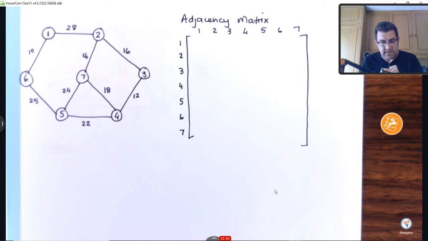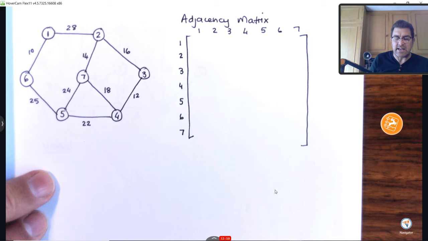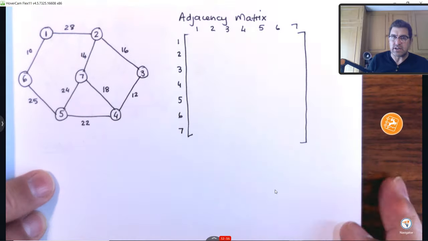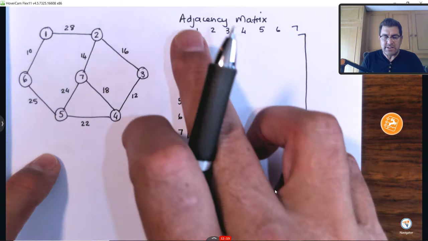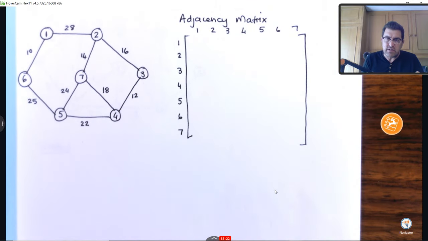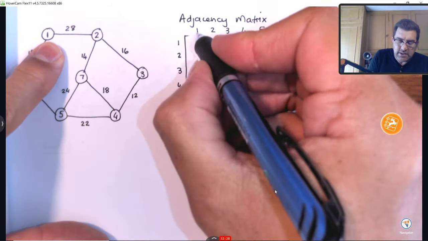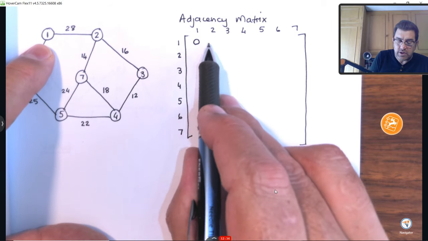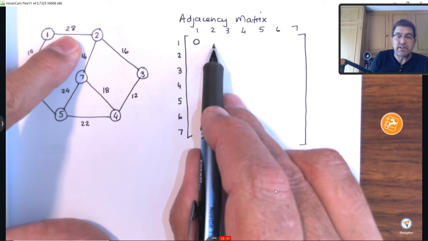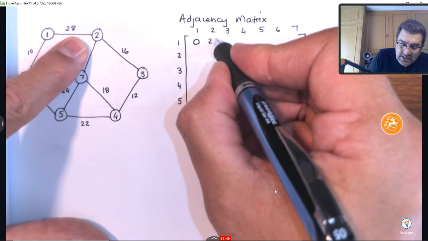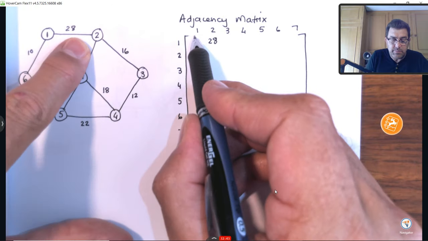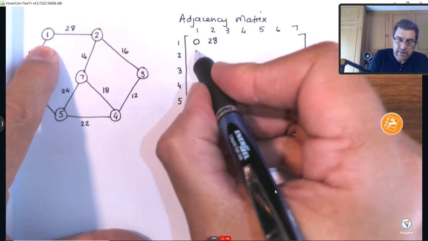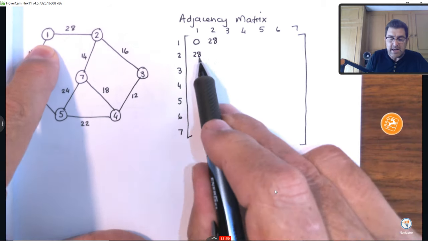Okay, now remember what it said. If between a vertex and another vertex there is an edge, you record that edge's weight in the adjacency matrix. Adjacency means the vertices are adjacent to each other and we can record the weight. So vertex 1 and vertex 1 is the same vertex. Between vertex 1 and vertex 2, is there an edge? Definitely, and that edge has a weight of 28. The same will be true for vertex 2 and vertex 1, so there's a 28 recorded over here as well.